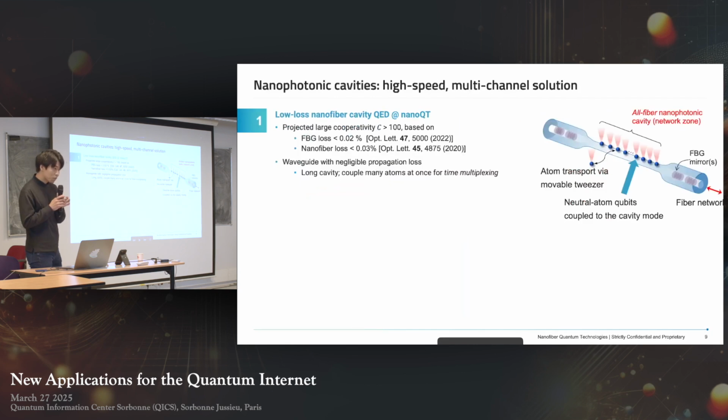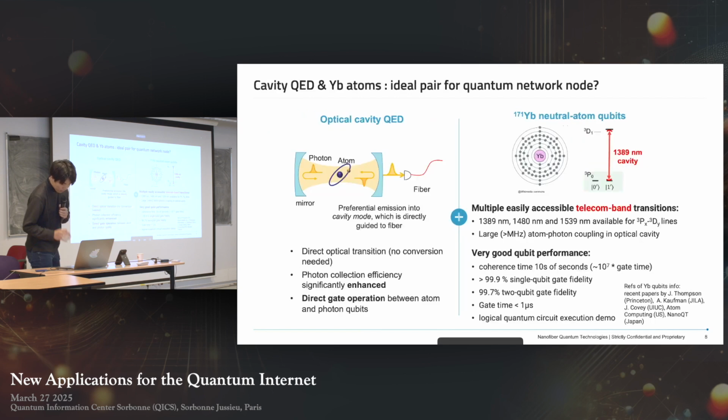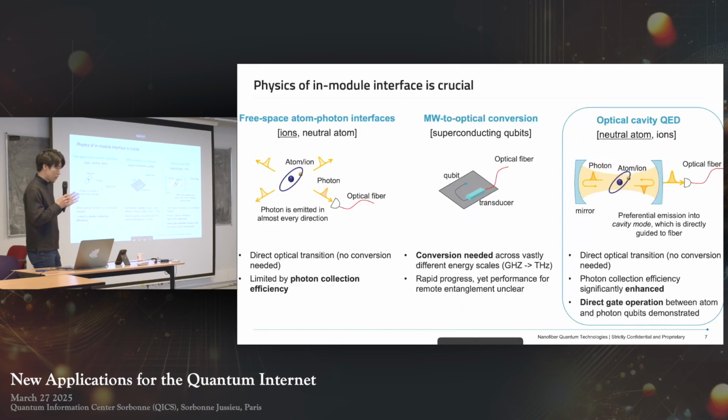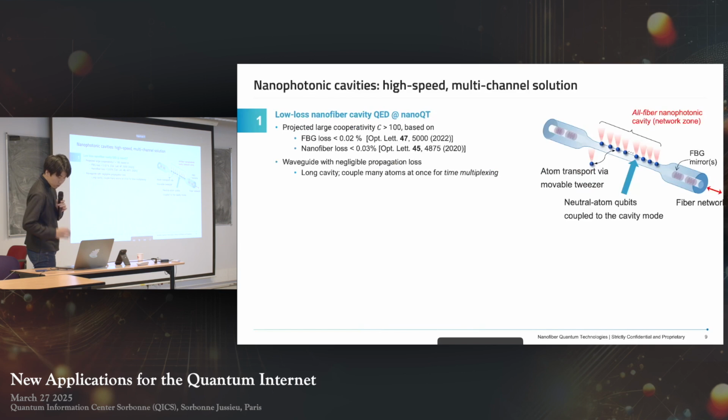In terms of scaling up your number of channels, most cavity QED systems are free space cavities. That's what we call them. You have bulky mirrors facing each other in the chamber, and you cannot put many of them in the chamber. So you are limited to just one or two channels. Whereas what we have is what's called nanofiber cavity QED systems.